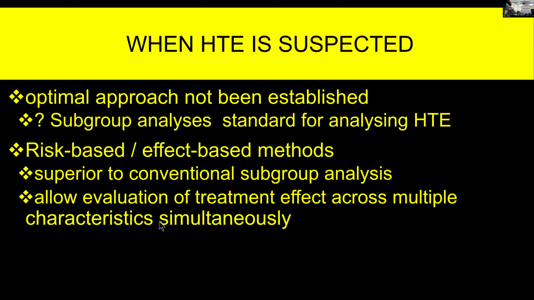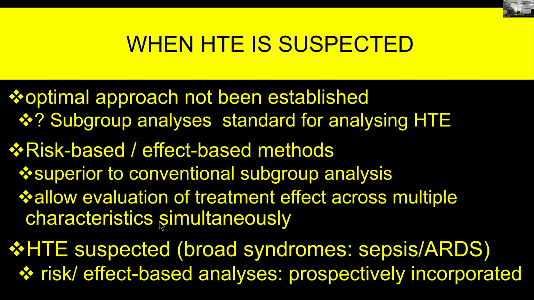Risk-based is APACHE, or an already existing risk score. Can you see whether the risk score is really useful or not? Can I use APACHE for that group? And if you are still suspecting heterogeneity of the effect, then we can do ITE-based analysis and prospectively incorporate that into our treatment.